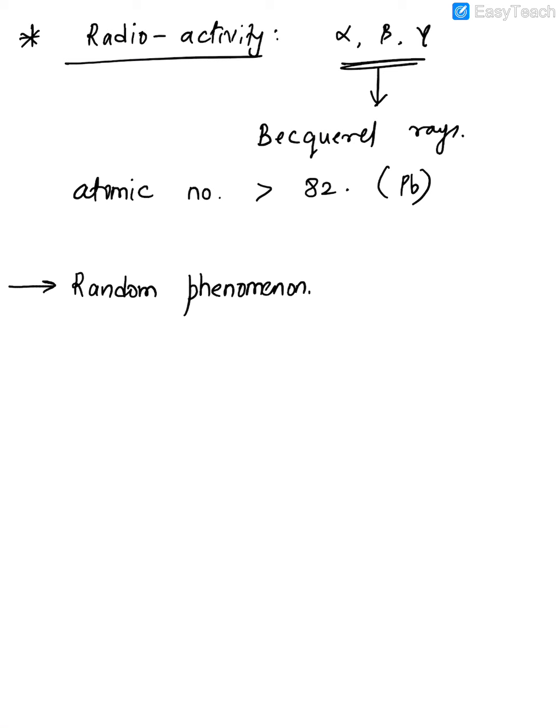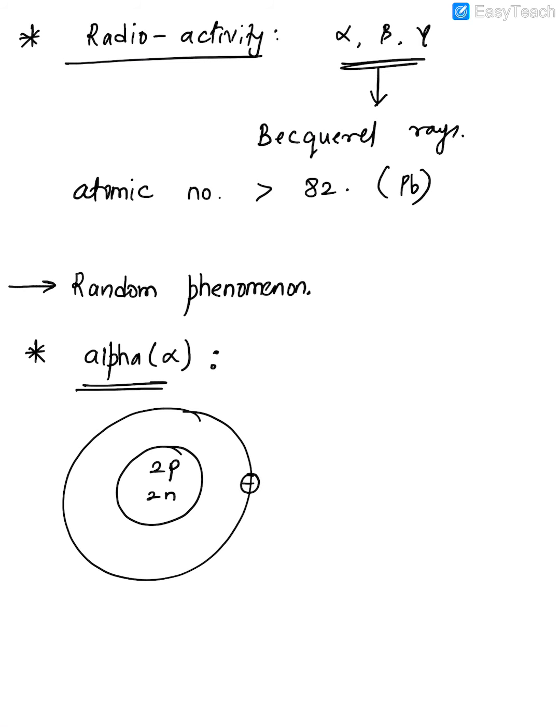So now we'll start discussing alpha, beta and gamma. Before we start, I just want to let you know what we mean by an alpha particle. Basically, it is the nucleus of a helium atom. A helium atom has 2 protons and 2 neutrons, and around it there will be 2 electrons.